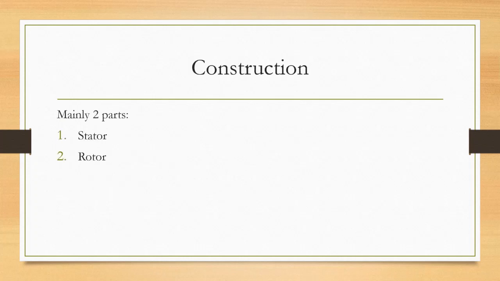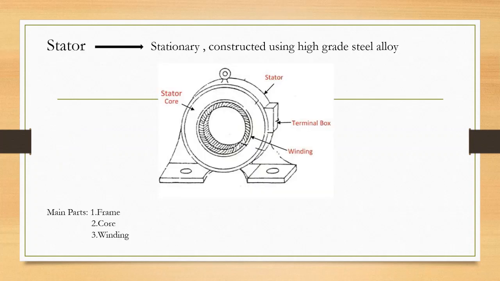Next we will see the construction of the induction motor. There are mainly two parts. First one is the stator and second one is the rotor. So next we will see what is a stator. From the name itself, we can understand that stator is the stationary part. So it is constructed using high-grade steel alloy. There are three main parts. First one is frame and second one is core and third one is winding.